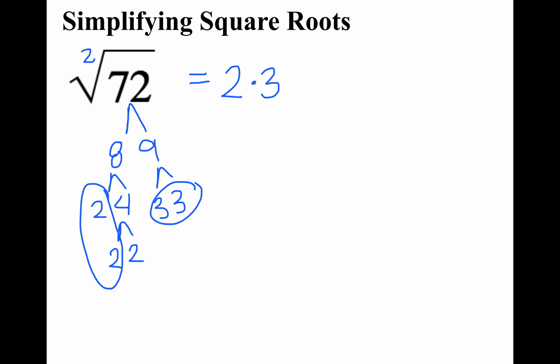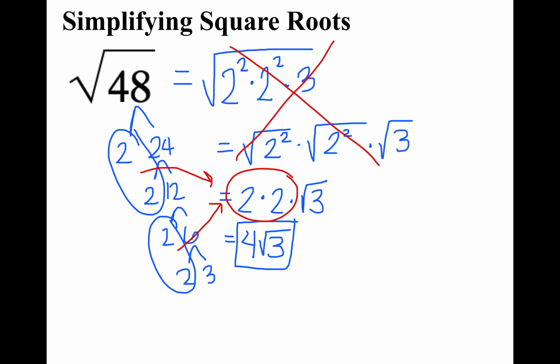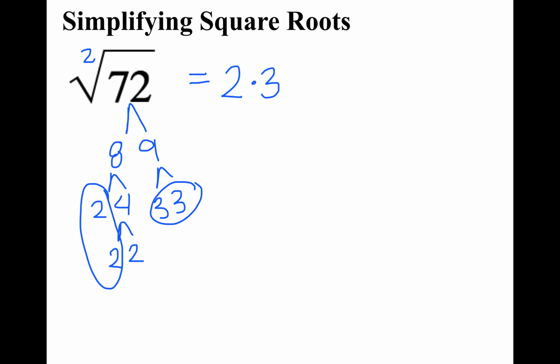This 2 that's left over doesn't have another 2. If we come back to our previous example, this 3 down here didn't have a partner, so it stayed under the square root. So I have 2 times 3 times the square root of 2, which is just 6 times the square root of 2.